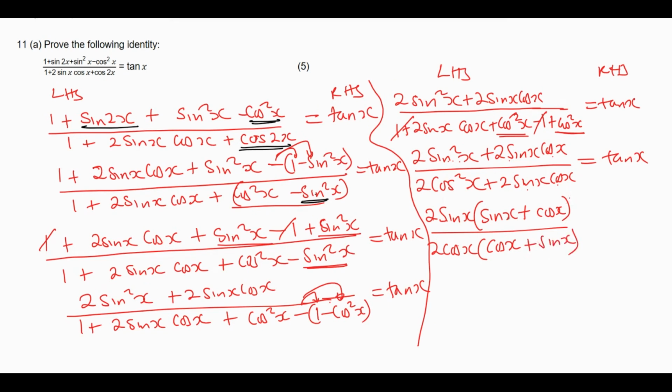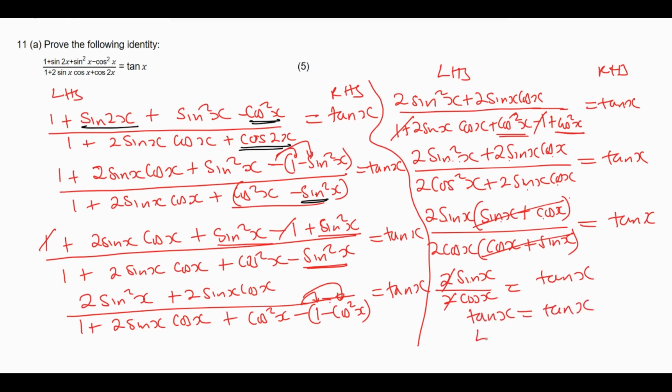Then these brackets are just the same. Sine x plus cos x is just the same as cos x plus sine x. Addition is commutative. So this bracket divided by this bracket will remain with 1. Then 2 sine x over 2 cos x is equal to tan x. 2 divided by 2 is 1. Sine x divided by cos x is tan x, is equal to tan x. So we have proved that the left-hand side is equal to the right-hand side.